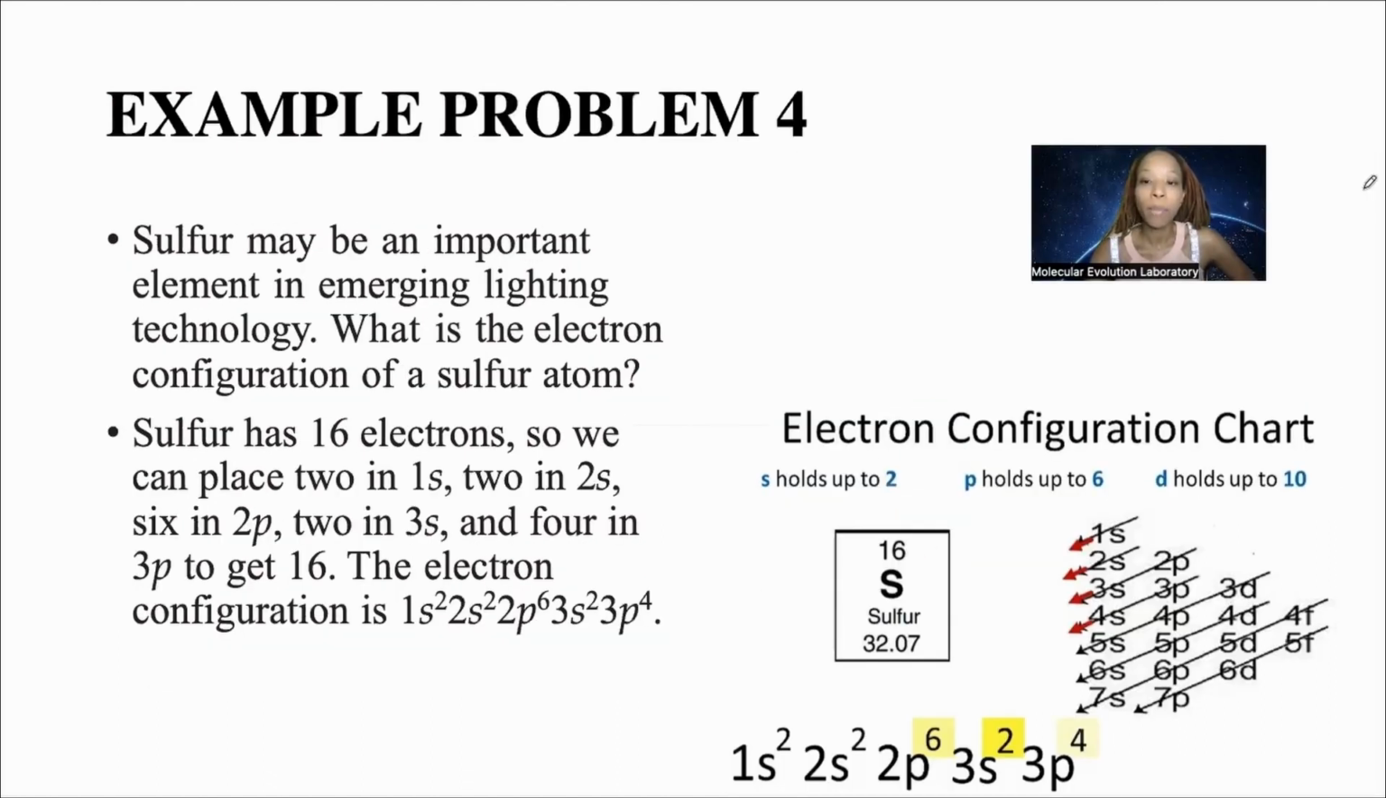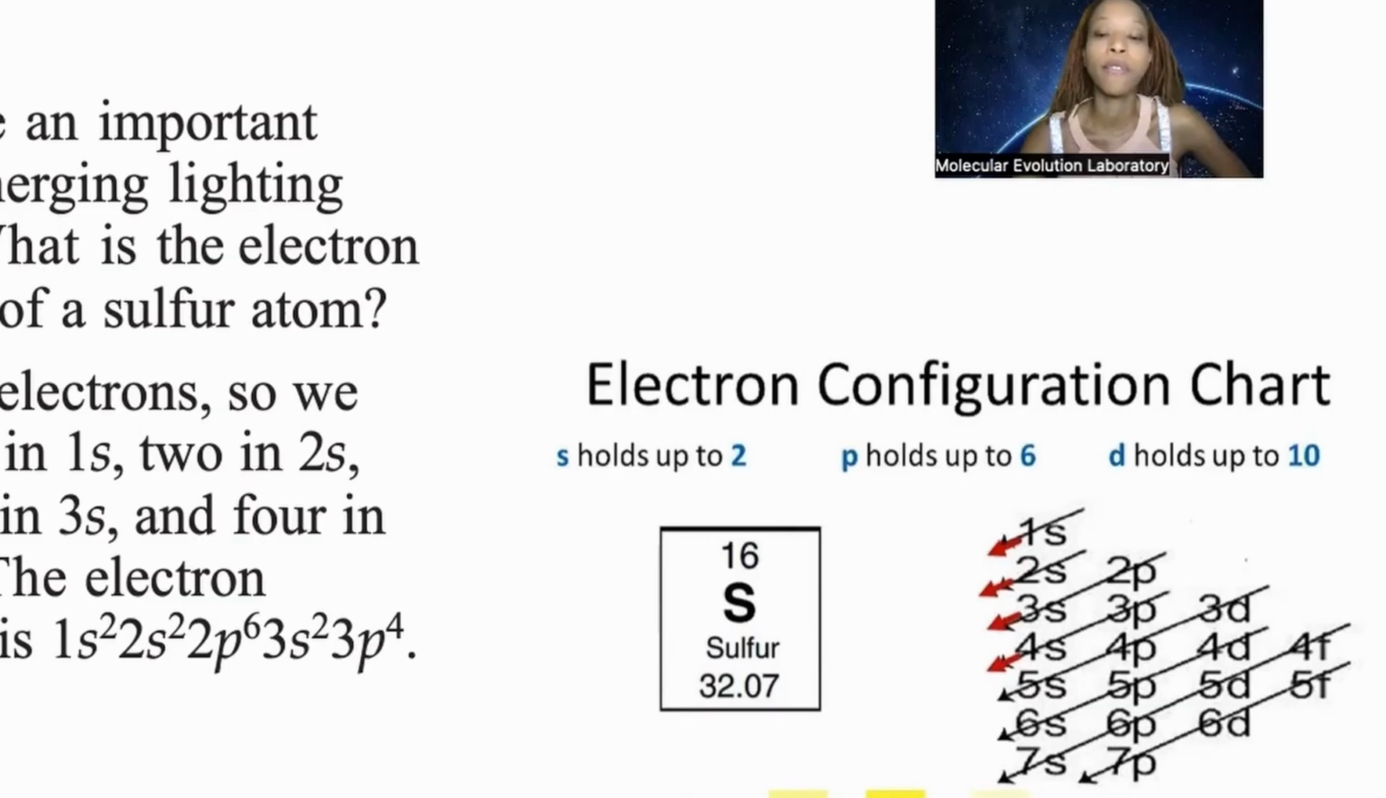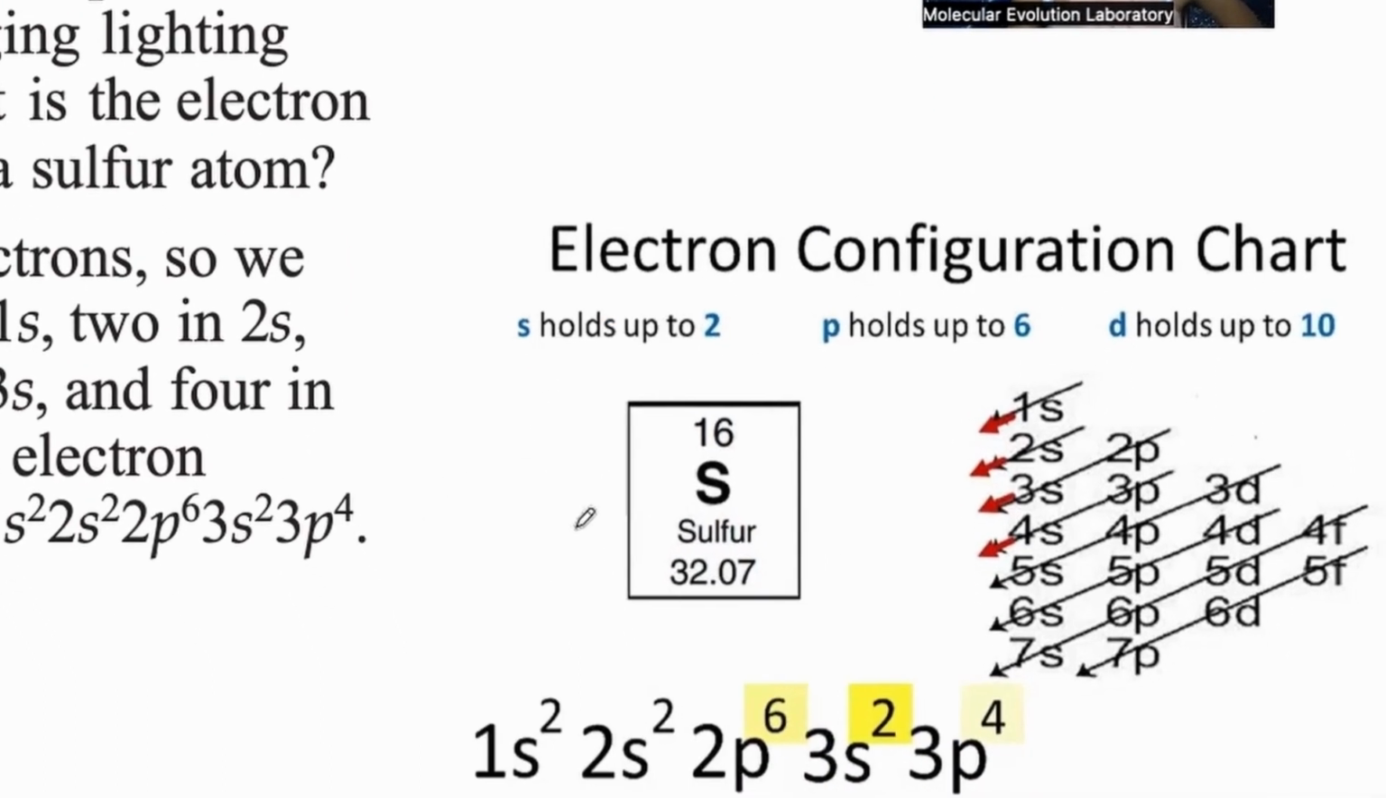This is example problem 4. Sulfur may be an important element in emerging lighting technology. What is the electron configuration of a sulfur atom? Sulfur has 16 electrons, so we can place 2 in 1s, 2 in 2s, 6 in 2p, 2 in 3s, and 4 in 3p to get 16. The electron configuration is 1s2, 2s2, 2p6, 3s2, 3p4. So this is the electron configuration of sulfur.